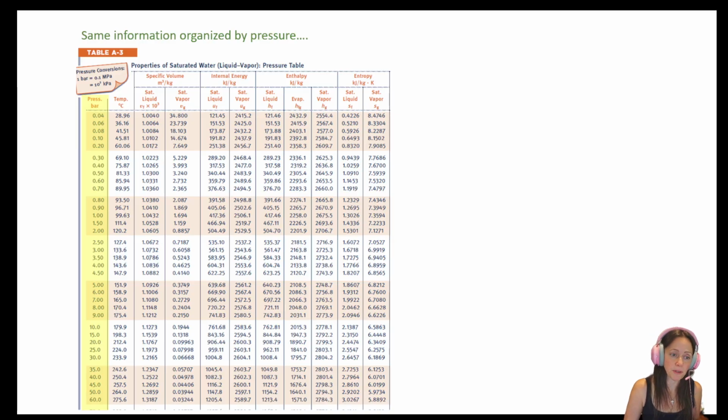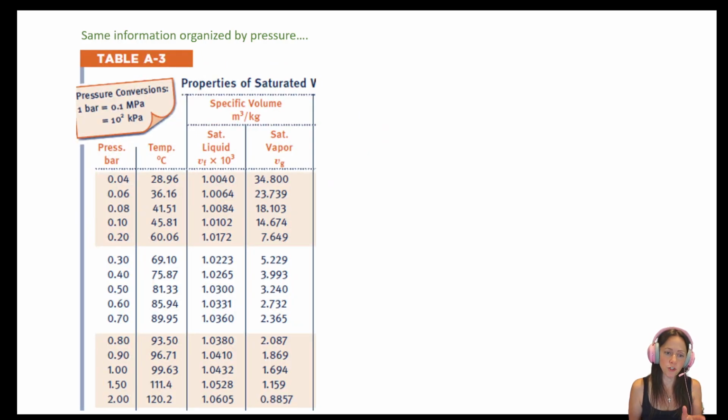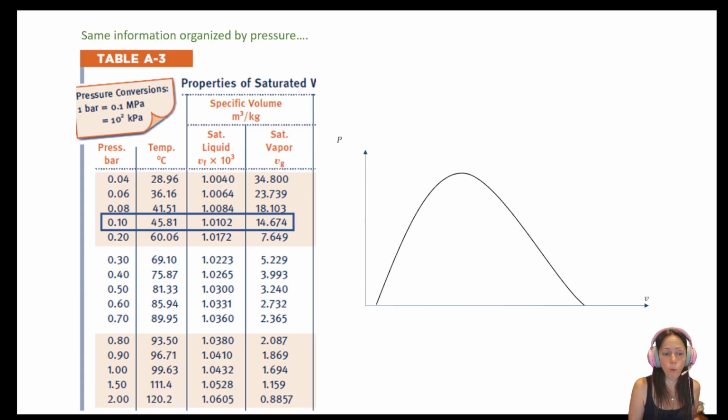Okay, so for Table A3, we've got pressure in one column, we've got temperature in the other. Let's just look at those first 4 columns because that's what we're going to use. So pressure, temperature, and specific volume. Let's say that we're at 0.10 bar. So here's my PV diagram just to kind of get our heads in the game here. And if I had a saturated liquid at 0.1 bar, well, the only specific volume that it could be is this number right here. And remember, it's already been multiplied by 1,000.